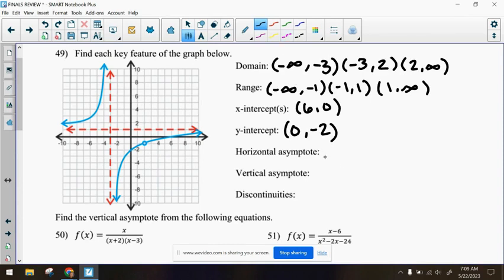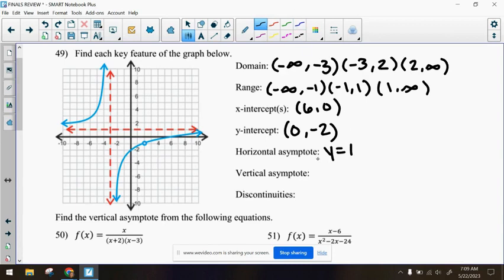Horizontal asymptotes are next. Horizontal asymptotes always start with y equals. That's that horizontal line here that separates the function. It's where our function gets super close to but will never touch. That y value throughout is 1.